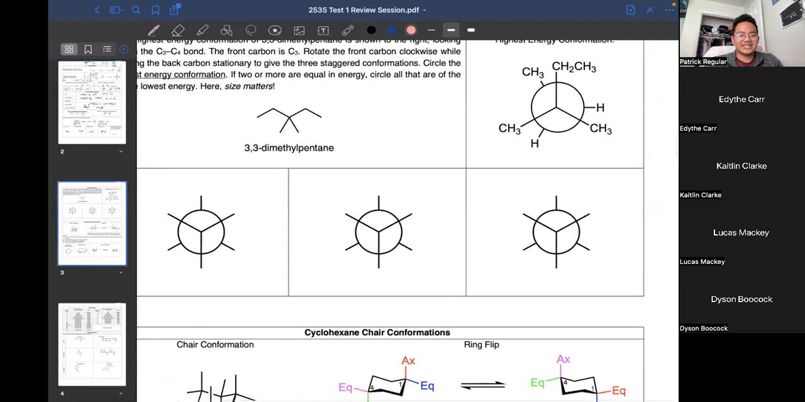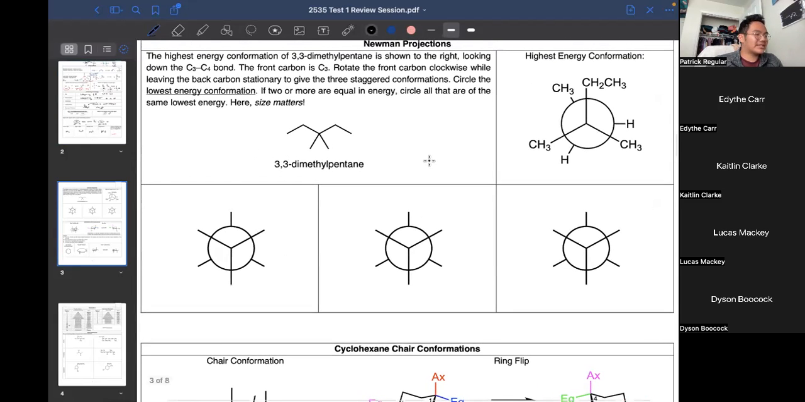Newman projections. These are a lot of fun. Yay. All right. So for this compound specifically, we're looking down the C3 through C4 bond. The front carbon is C3. Thankfully, this is symmetrical. So either way you go, 1, 2, 3, 4, 5, that's the same this way. It's symmetrical, so for simplicity's sake, we just have it as it is. So the highest energy conformation is given as this.